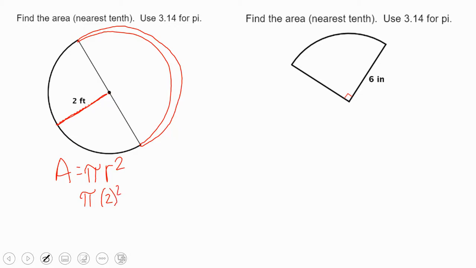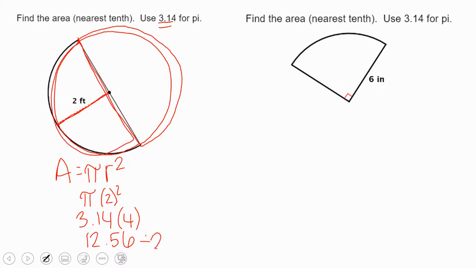Okay, 2 squared is 4. Tells you to do 3.14 for pi. So we have 3.14 times 4. Again, you can use your calculator to help you with this part. So when you do that, you're going to get 12 and 56/100. Now remember, this is only half of a circle. So to find the area of half a circle, we have to divide that by 2. When we do that, we're going to get 6 and 28/100.